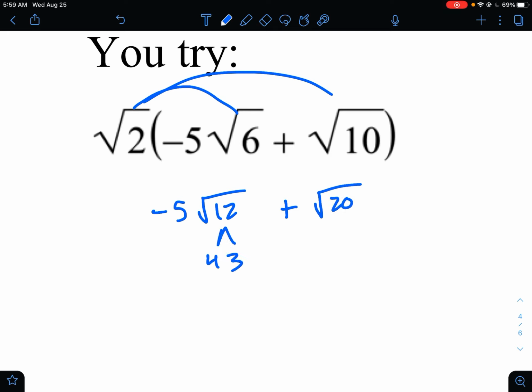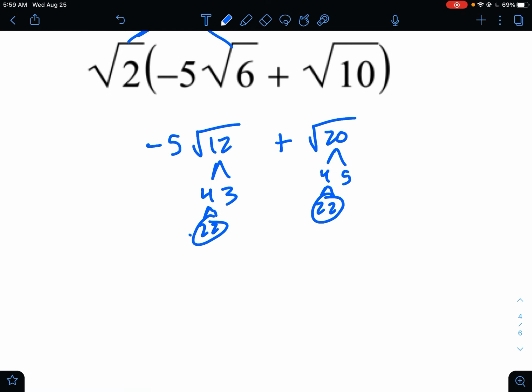12 is 4 and 3, so the factors would be 2, 2, and 3. And 20 is 4 and 5, and 4 is 2 and 2. So you got a pair of 2's on both that you pulled out front. On the first one, you got negative 5 times 2, which gives you negative 10. And we got a 3 left over, so you got root 3. On the second one, you pull out a factor of 2 in front, so you get 2, and the leftover part is 5.